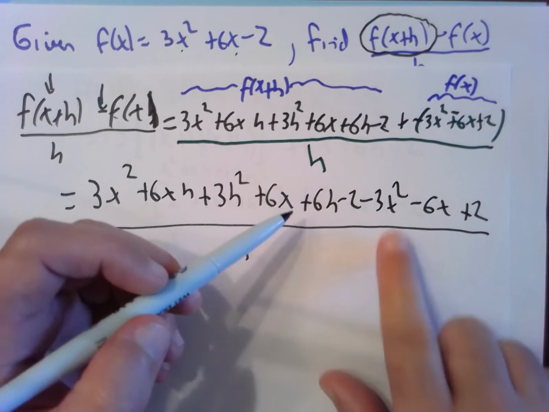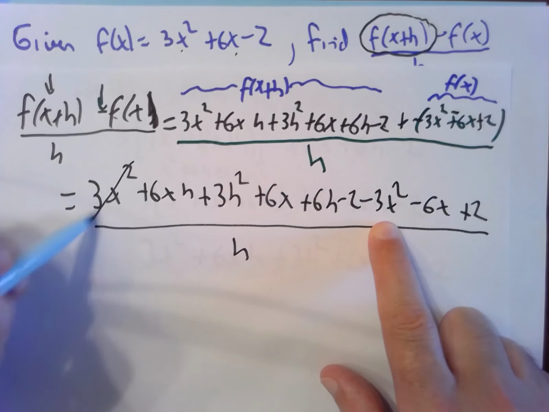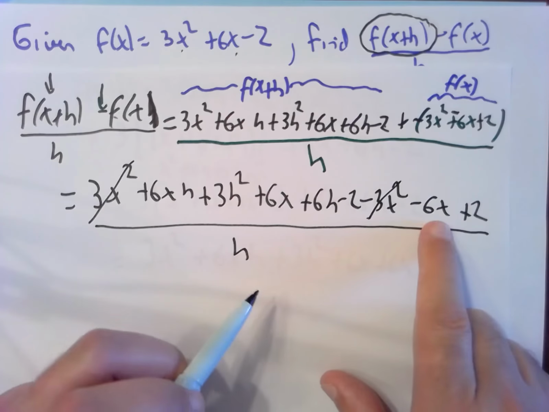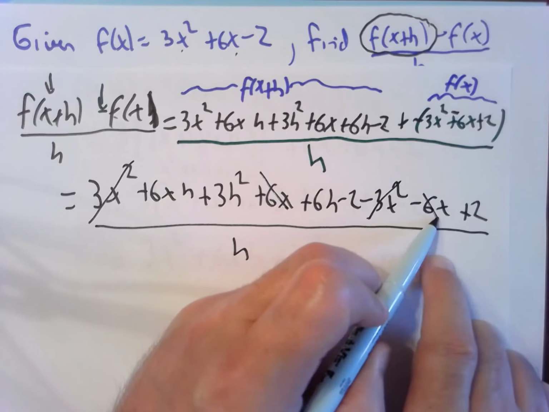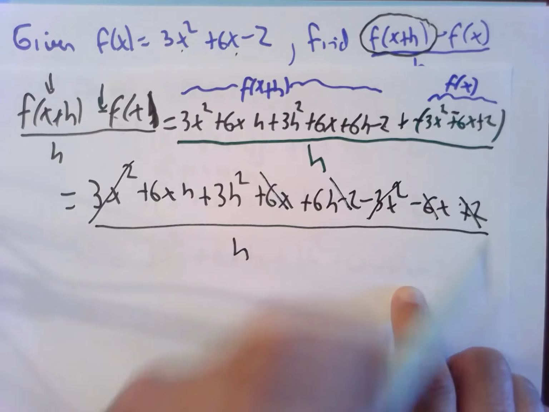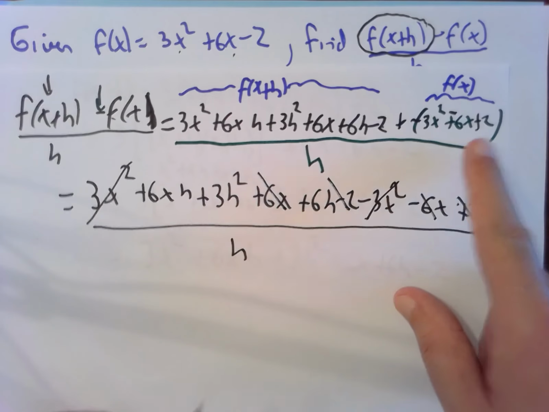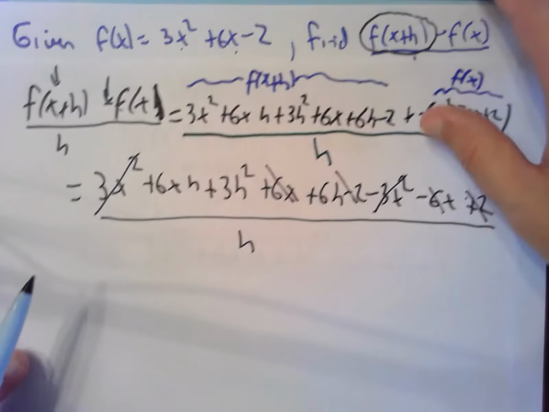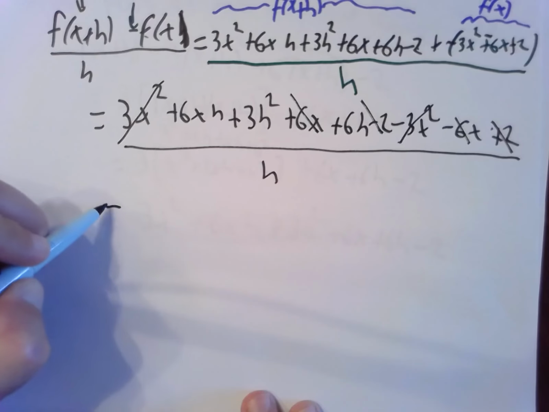So let's check. Negative 3x squared, positive 3x squared. Cancel. Negative 6x, a positive 6x. Cancel. A negative 2, a positive 2. Cancel. If one of these doesn't cancel out, you've done something wrong. Everything that's left should have an h in it. Let's write down everything that's left.